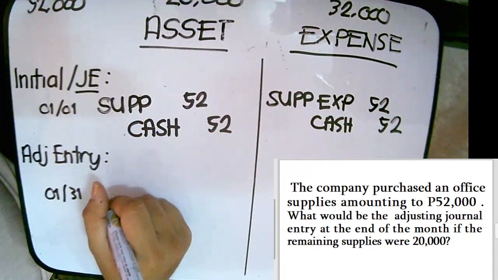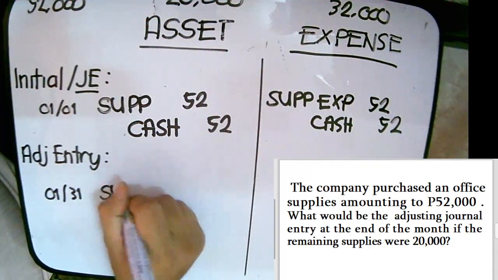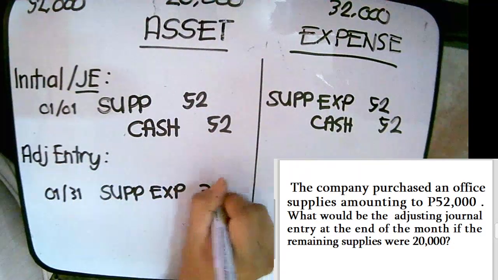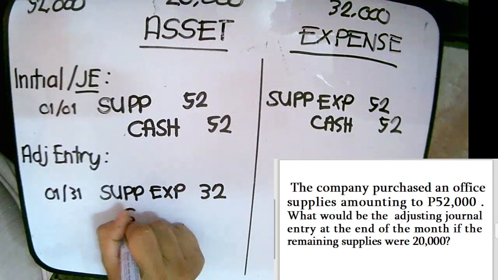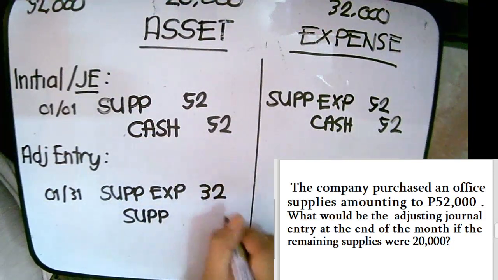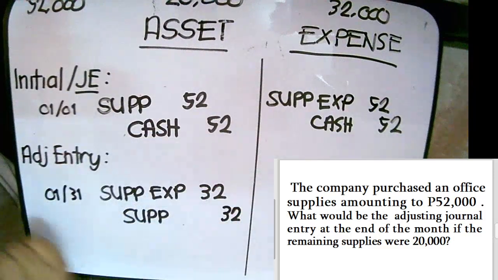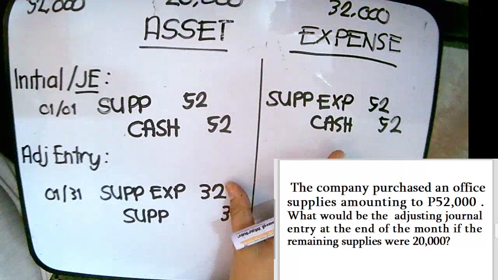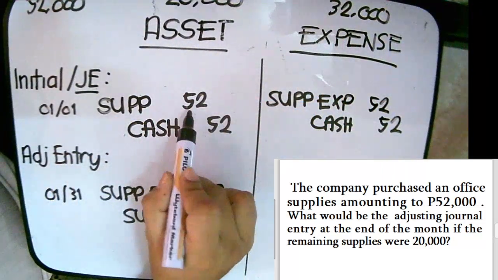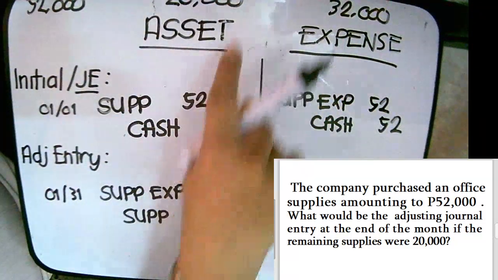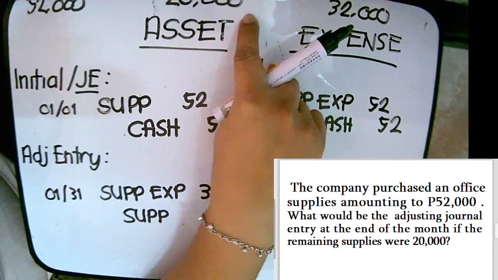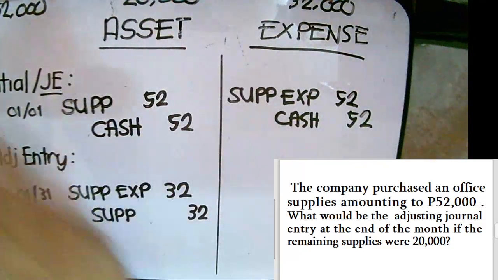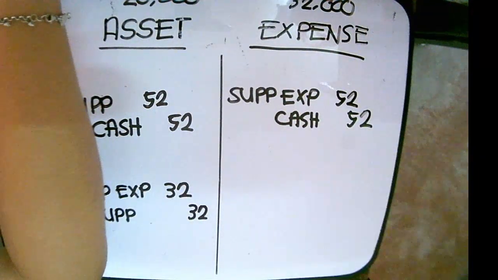So, yung magiging entry natin dito, debit tayo ng supplies expense na 32,000 and then credit tayo ng supplies na 32,000. Again, na-reflect natin yung expense na 32 and then kapag binawasan mo itong 52 ng 32, sabihin meron kang supplies na 20,000. Next, under expense method, tanggalin muna natin to.